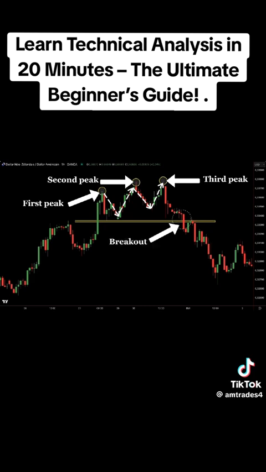Once price breaks below the low between the three peaks, the pattern is confirmed and a downtrend is likely to follow. A triple top is most effective when it forms at a strong resistance level after a clear uptrend. It signals that buyers have exhausted their strength and sellers are taking over.